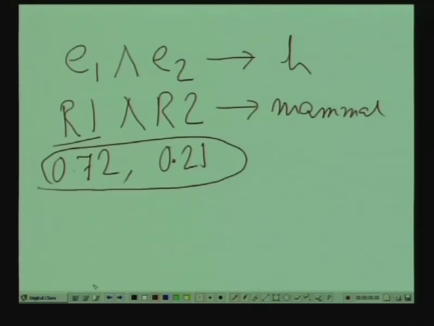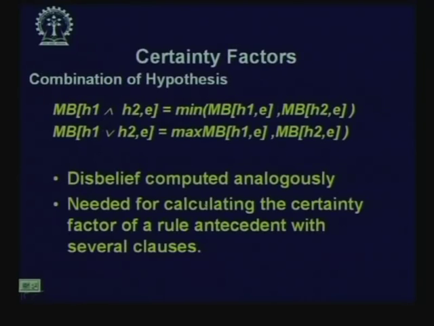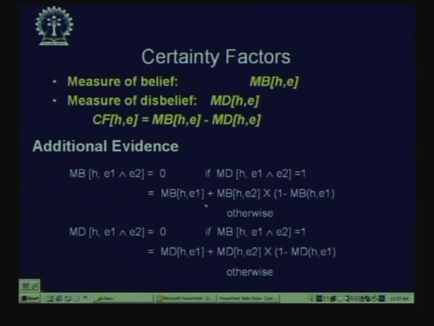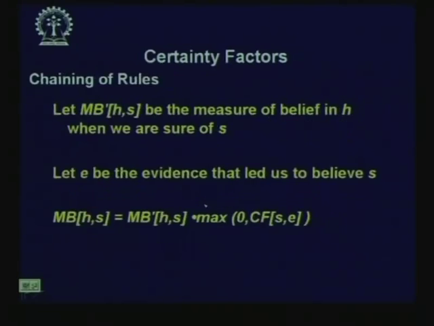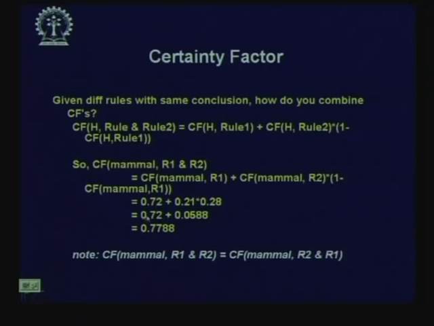So you probably have guessed by now what we should do. If we take the rule R1, then I will infer mammal with a confidence of 0.72, but the second rule, which has in itself 0.21, will be added to this, but before adding it should be multiplied with 1 minus MB of H given E1, the same old formula that we had done here. Now by applying this formula, we get 0.72 plus this 0.588, so it's 0.7788.